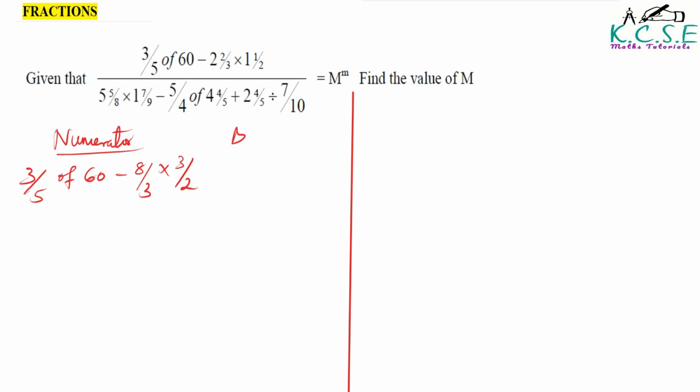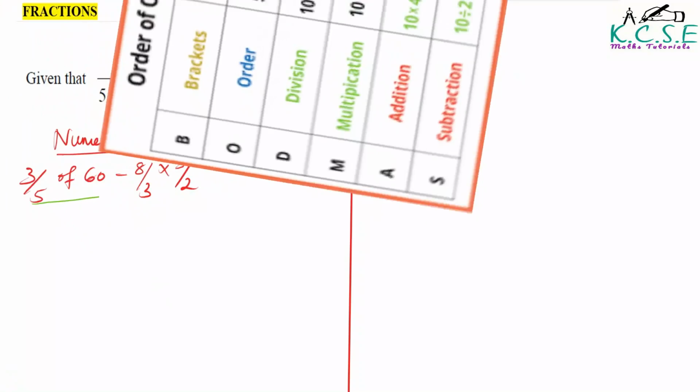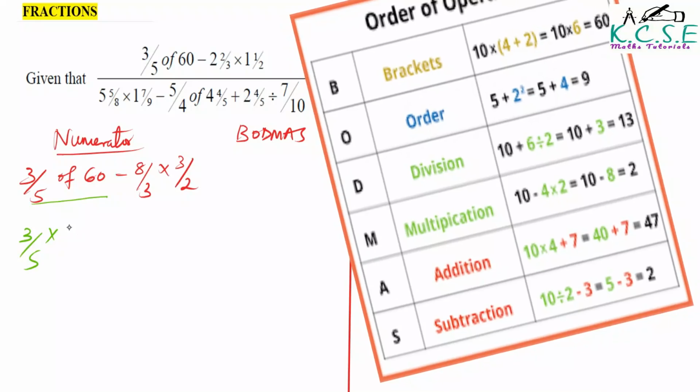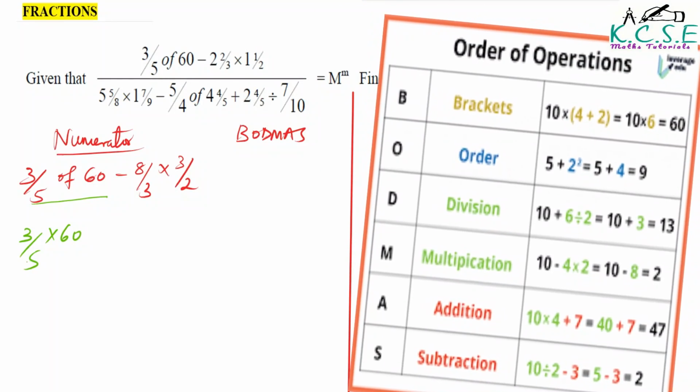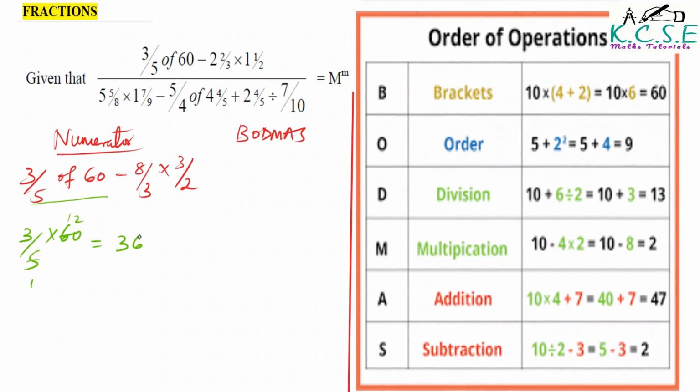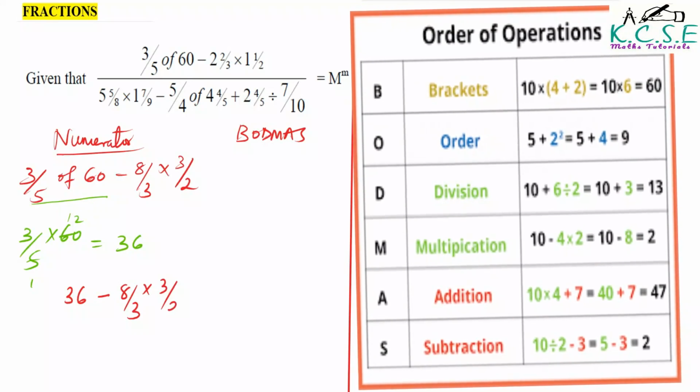Now, following this rule, BODMAS, we should begin with this part where we have of. So, work it out first. That should be the first thing. Multiply by 60. This gives 12. So this gives 36. Now we have 36, the whole of that. Subtract 8 over 3, multiply by 3 over 2.